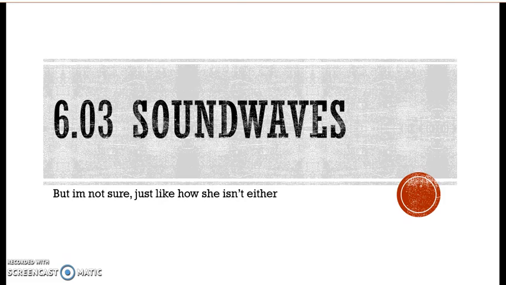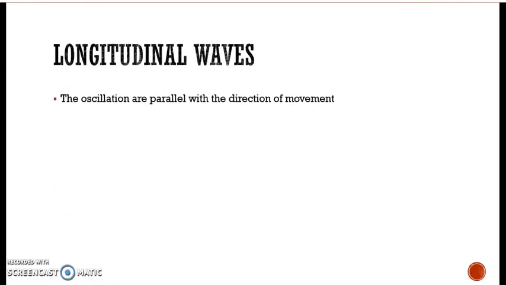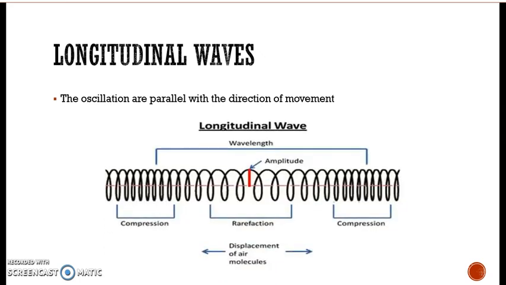6.03 sound waves. Longitudinal waves. The oscillations are parallel with the direction of movement. So as you remember, transverse waves move up and down, and they move to the right. But this one, they move left and right, and they move to the right. So that means that it's parallel. The oscillations are parallel with the direction of movement.